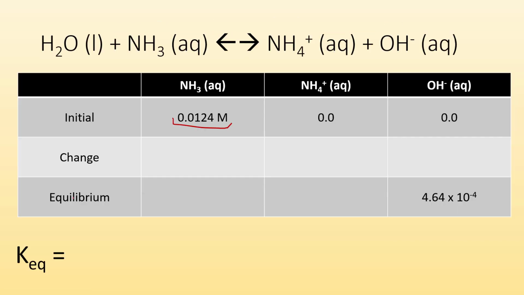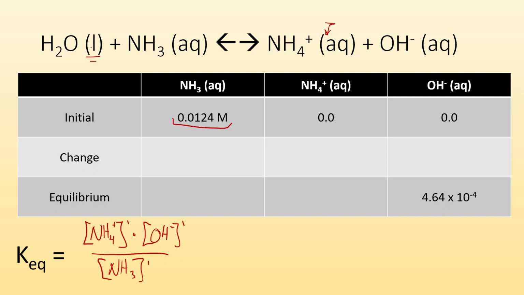Well, first step is going to be to figure out what the KEQ expression is going to be. So again, it's going to be the concentration of NH4 plus to the first power times the concentration of OH minus to the first power, because I'm looking up here, right? All over the concentration of NH3 aqueous to the first power. Remember, the H2O liquid drops out because it's a pure substance.